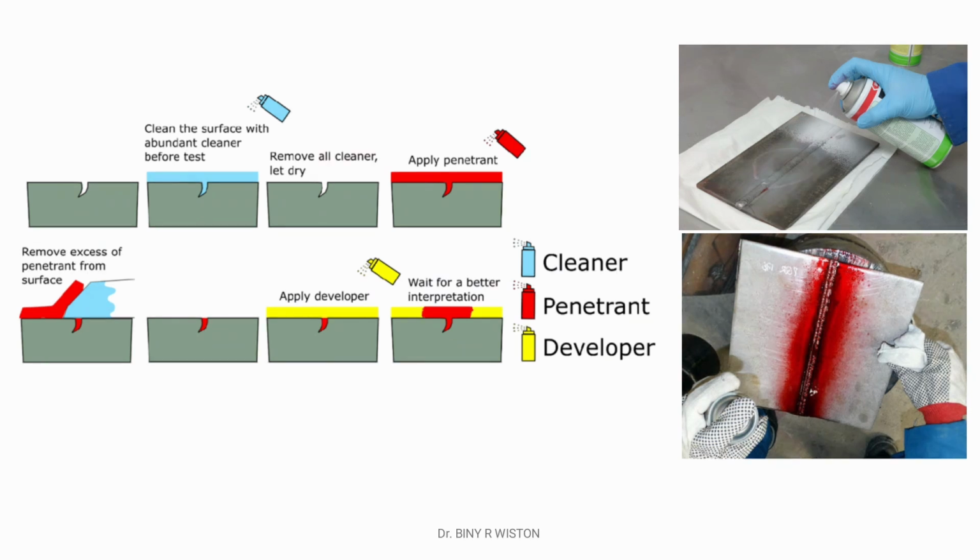The next step is application of developer. After removing the excess penetrant, a thin coating of developer is applied over the surface to draw the penetrant out of the crack and increase its visibility. Another important function of the developer is that it covers the surface with a color that provides good visual contrast to the penetrant. This increases the visibility of a defect.